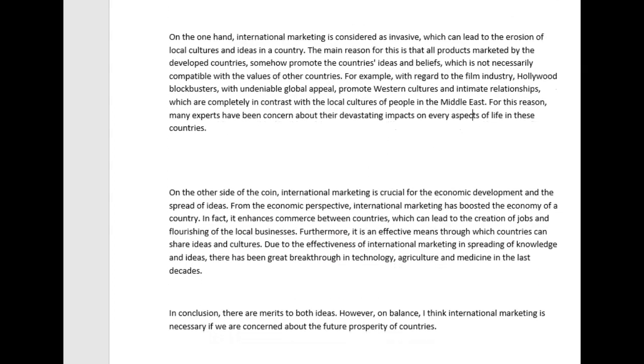In conclusion, there are merits to both ideas. However, on balance, I think international marketing is necessary if we are concerned about the future prosperity of countries. Nice. Obviously, again, the grammar and the vocabulary were very good. Were there some mistakes? Yeah, there were some little mistakes. Nothing super, super serious. Definitely high level, so that was good.